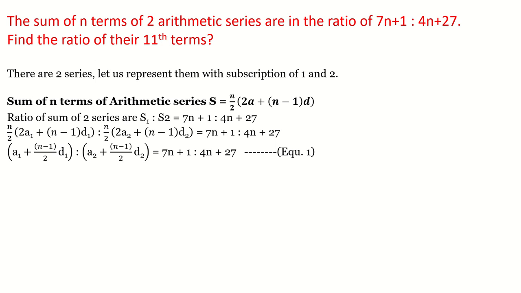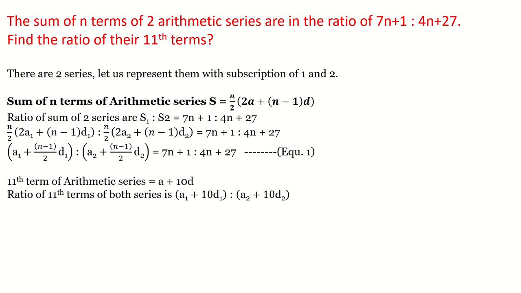Why should we come to this level? If you see this value here or here, they are in the form of an nth term. This is exactly the (n minus 1) by 2 th term. Now the 11th term of any series is represented by a plus 10d, where a is the initial value and d is the difference. So the 11th term of both series is a1 plus 10d1 ratio a2 plus 10d2.